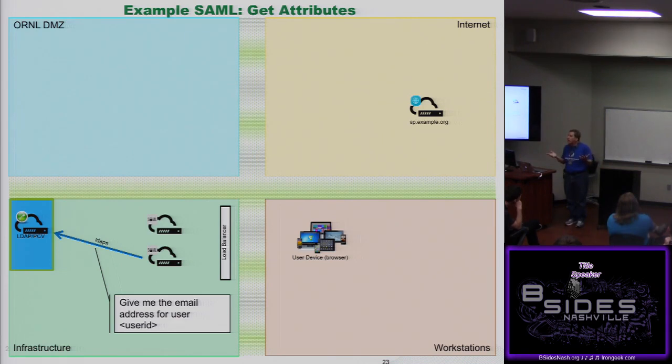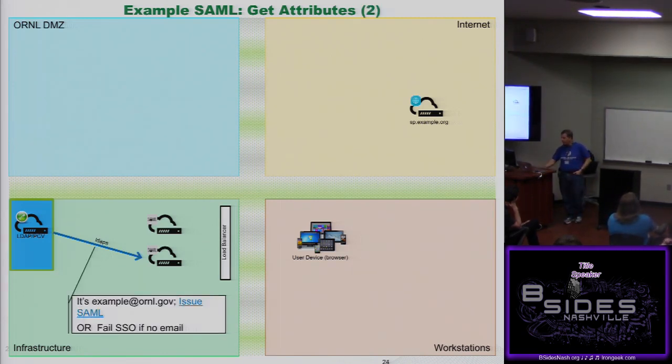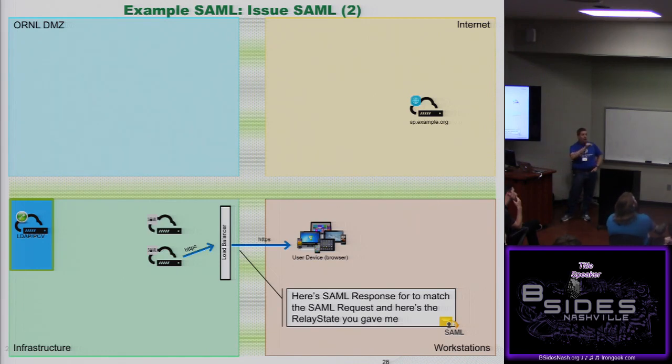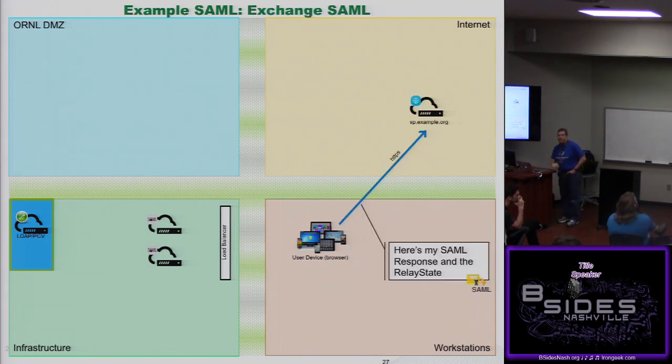In the case that I'm simulating here, I would be logging in with an internal username and password, but my username off here in sp.example.com happens to be my email address. So the SAML software then needs to talk and get that information. It's got it. It will then look up the information that it had, the SAML request, the relay state, and assemble all of that into a SAML response. That's the thing that we're going to talk a little bit more about. It sends that SAML response and the relay state back to the user, who then sends all of that stuff back to the service provider.